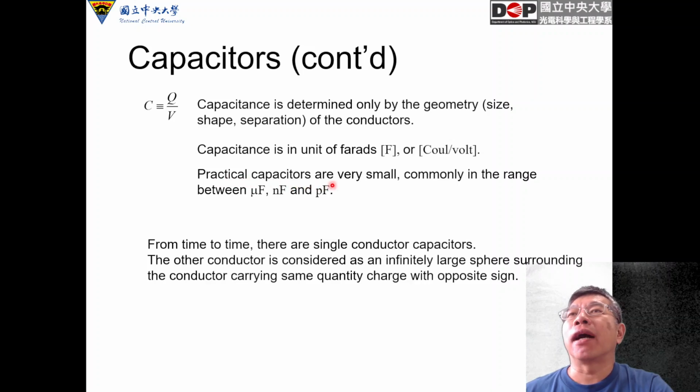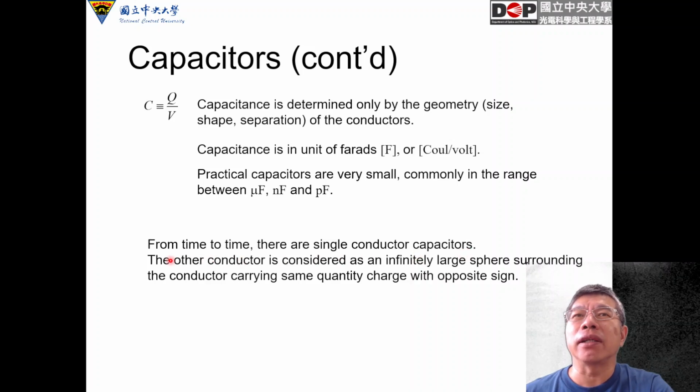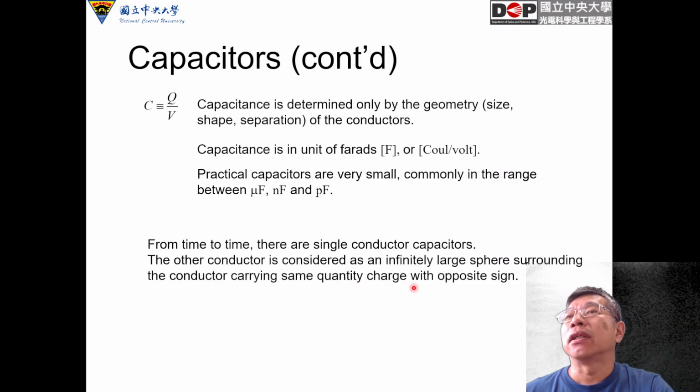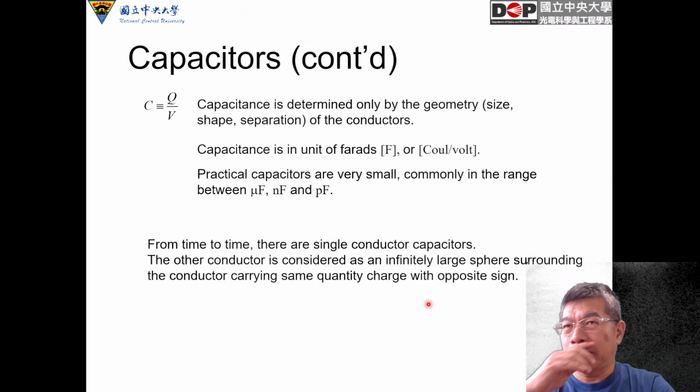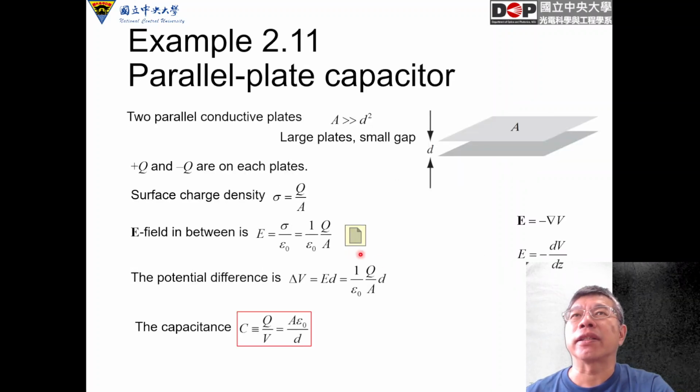Practical capacitors are very small, commonly in the range of microfarad, nanofarad, even picofarad. So micro is 10 to the minus 6, nano is 10 to the minus 9, pico is 10 to the minus 12. That's it. From time to time, there are single conductor capacitors. You will see something like that. The other conductor is considered as an infinitely large sphere surrounding the conductor, carrying the same quantity of charge with opposite sign.